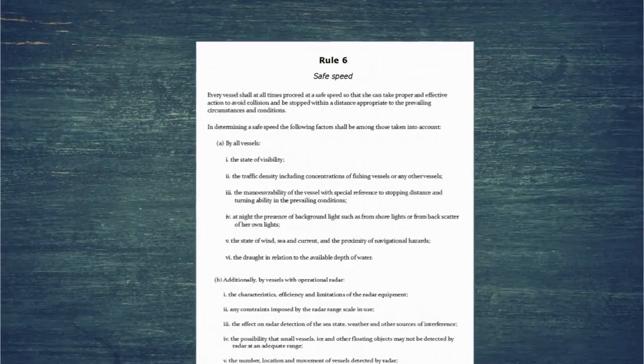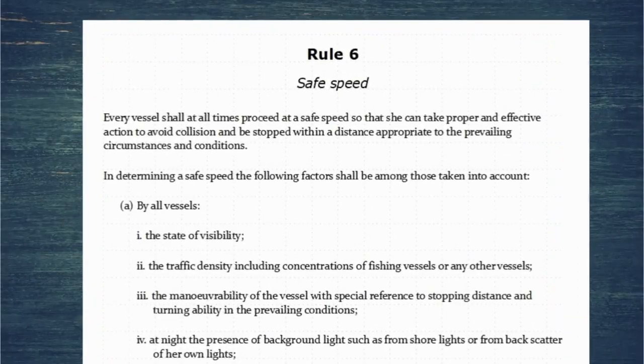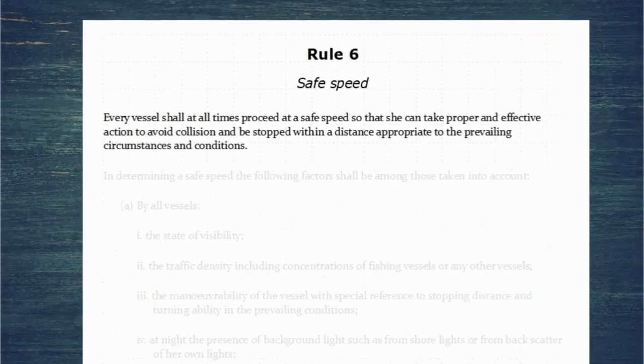So Rule 6, Safe Speed. This rule can actually just be summarised in this first paragraph alone. Every vessel shall, at all times, proceed at a safe speed so that she can take proper and effective action to avoid collision and be stopped within a distance appropriate to the prevailing circumstances and conditions. Okay, so if you just apply this first paragraph, you are complying with Rule 6.